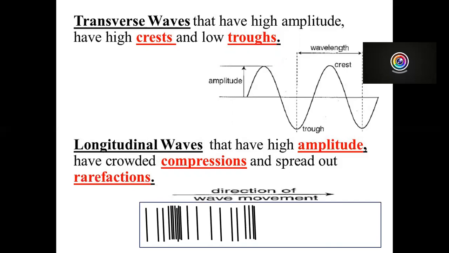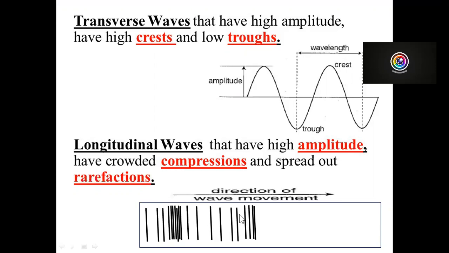On the other hand, if you look at the longitudinal waves, they have a high amplitude if their region of compression is crowded, whilst their rarefaction is spread out. So where there is compression, it will be crowded. If they are crowded like this, it means that we have a high amplitude on the longitudinal waves.